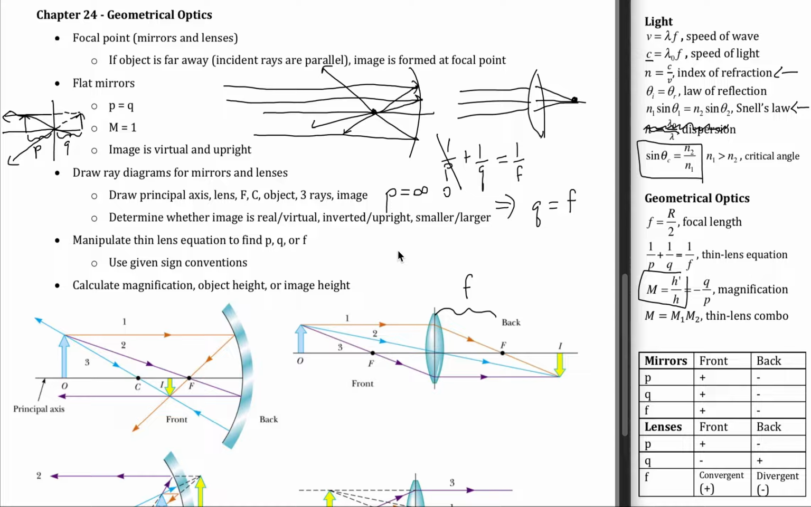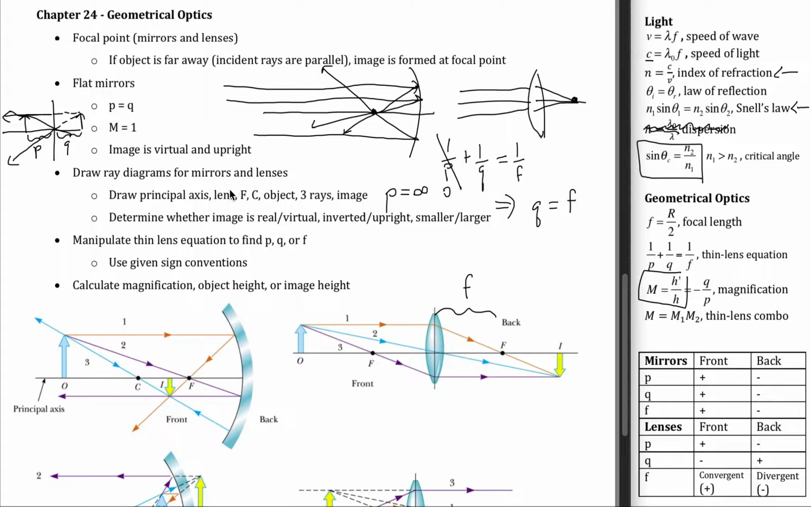Hey everyone, this is part 5 of the videos going over test 4 review. We just finished talking about our plane mirrors. Now we're going to look at ray diagrams for mirrors and lenses. Just put it all together because they're all very similar.